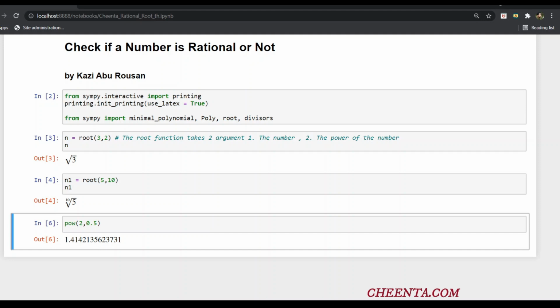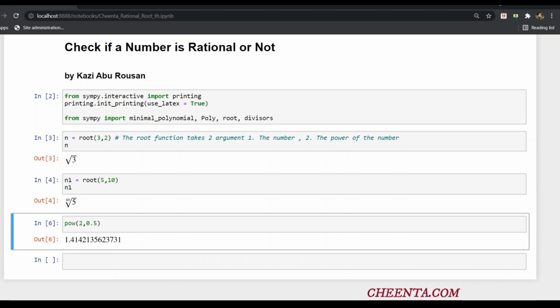And to use functions like minimal polynomial of SymPy, you have to use the root function of SymPy, so that Python knows that yes, it is a root. It wants to take this number as a root thing. It doesn't want me to calculate the value, so we need the root function. Okay, I hope it is clear.